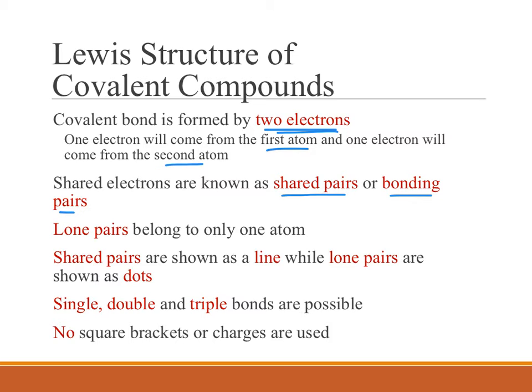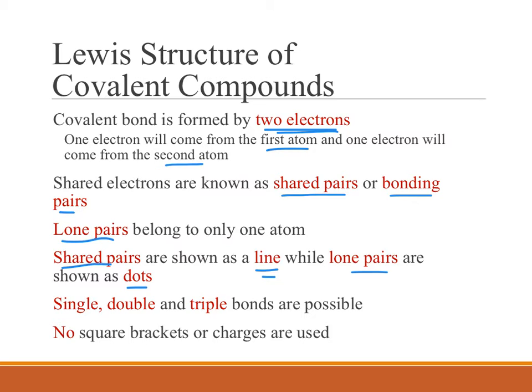Along with the shared pair or bonding pair, there'll be other electrons around those nonmetals because you're going to have an octet of valence electrons. The ones that are not involved in the bond will be sitting there just paired up, 2 electrons in an orbital like we heard about in our electron configuration. Those are known as lone pairs because they really only belong to their atom of origin. When you're drawing a Lewis structure, your shared pairs are shown as a line, where the lone pairs are shown as dots, like we were doing with the ionic compounds.